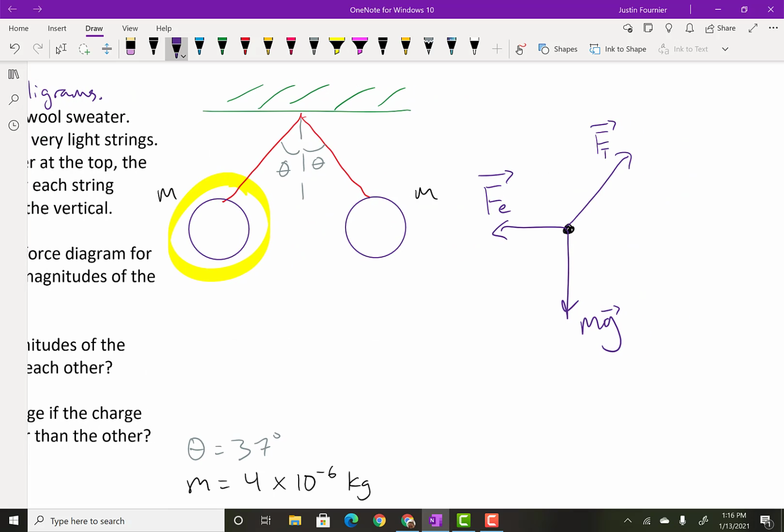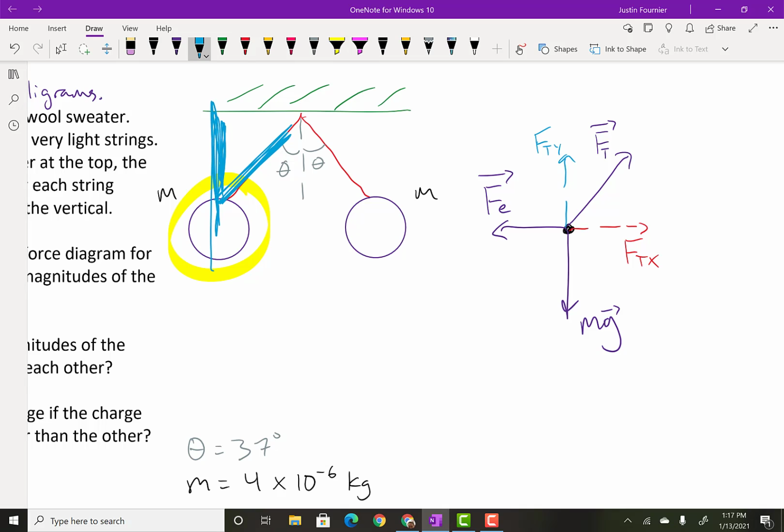Let's see. So one of my vectors is pointing at an angle here, so I'm going to need to break it into its components. To break the tension force into its component vectors, this is going to be the tension force in the x direction, and then I got this one here, which is the tension force in the y direction. The tension force goes along the rope here, and the tension force in the y direction goes like this.